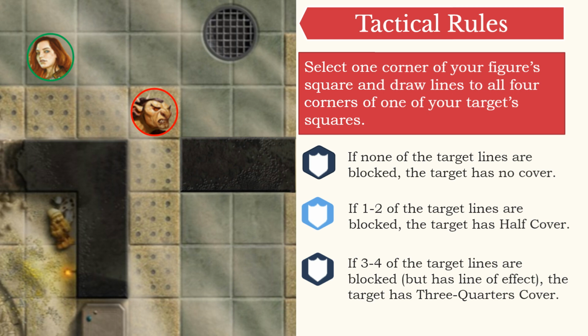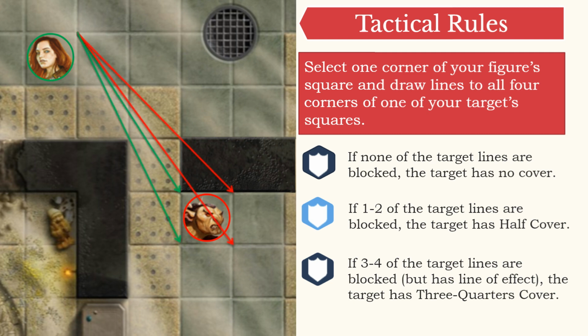For example, Dela is targeting the goblin with her longbow. We draw target lines from any of her corners to all four corners of the goblin. Here we see none of the target lines are blocked by an object, therefore the goblin has no cover. On his next turn, the goblin moves here. Again, we draw four targeting lines from one of Dela's corners to all four corners of the goblin. This time, two of the lines are blocked by the wall, and if one or two lines are blocked, then the target receives the benefits of half cover.